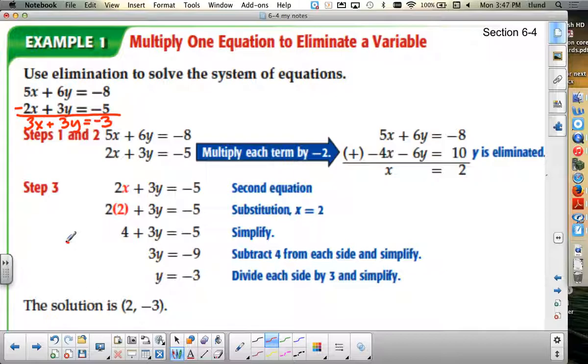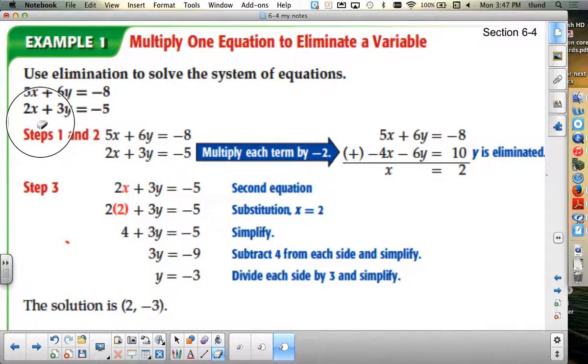Subtraction did not eliminate either the x's or the y's. Addition did not eliminate either the x's or the y's. This is happening because we do not have opposite terms on either variable. We see that the coefficients on our variables, 2 and 5, are not opposites of one another. The coefficients on the y, 6 and 3, are not opposites of one another, so I can't get them to cancel out with addition, and I can't subtract them to make them zero out either.